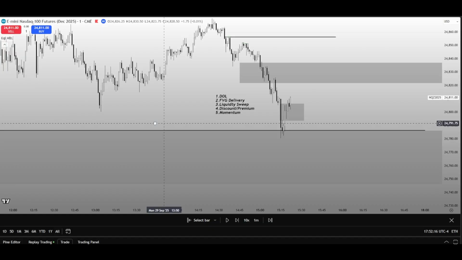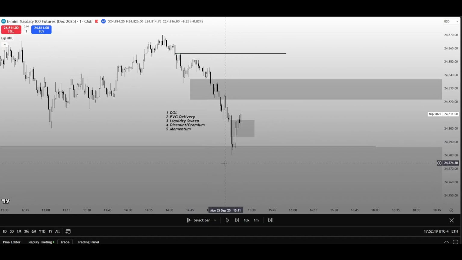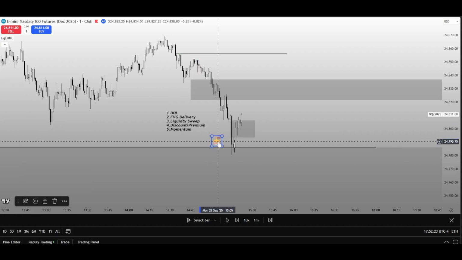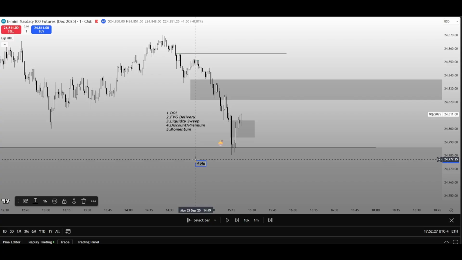So we have a sweep of liquidity. We have that 4 hour fair value gap delivery, right? So this can be our turtle soup. And then down here, we're going to have our 4 hour fair value gap delivery.